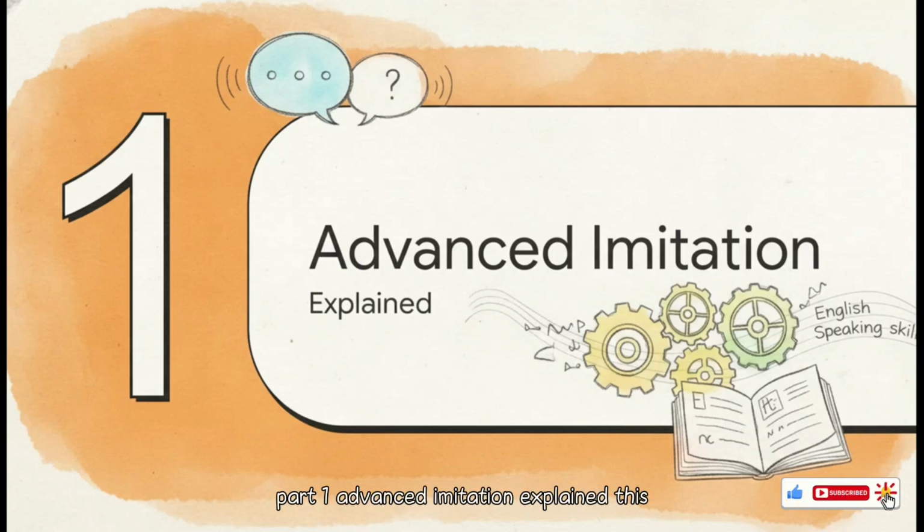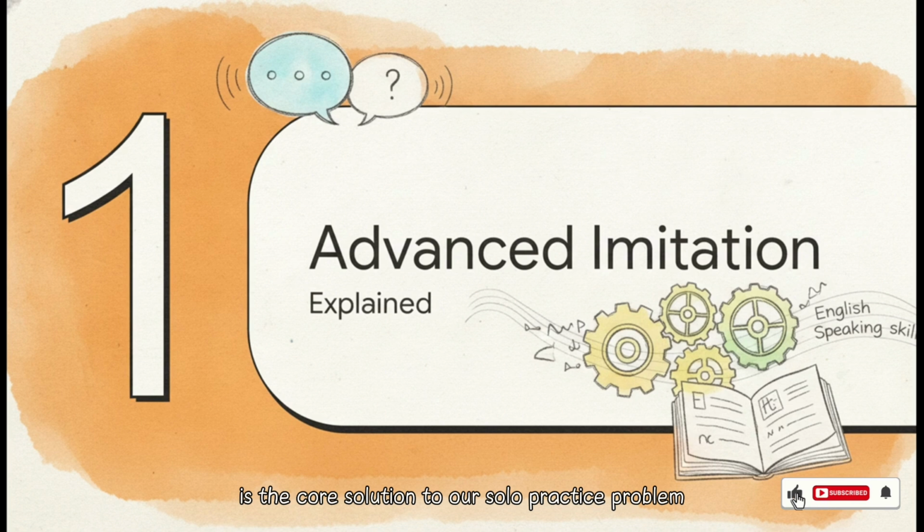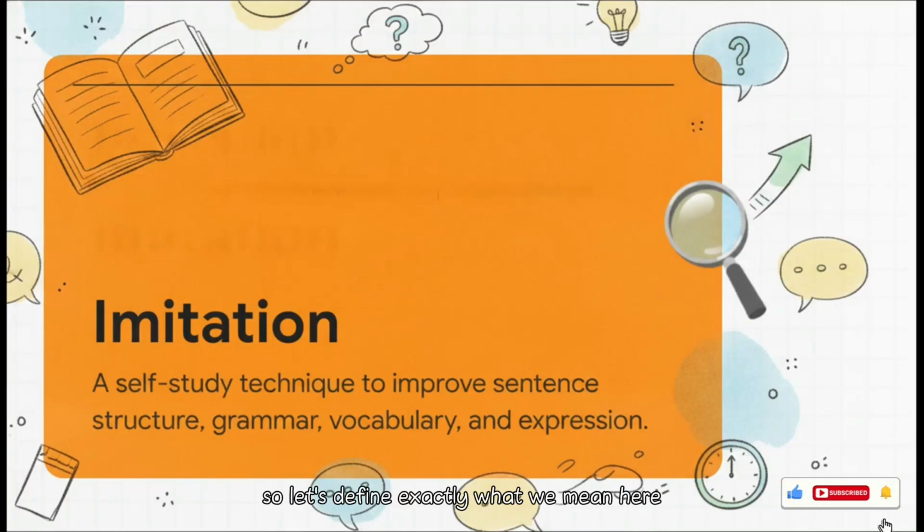Part 1, Advanced Imitation Explained. This is the core solution to our solo practice problem. So, let's define exactly what we mean here, because it's vital to understand what this tool actually does for you. Imitation, in this context, is a highly dedicated self-study speaking technique. It's designed specifically to improve multiple aspects of your spoken English all at once. We're talking your sentence structure, your practical grammar, your active vocabulary, and honestly, most importantly, your overall ability to effectively express your thoughts and ideas. And the absolute best part? It allows you to practice entirely by yourself, entirely on your own schedule.